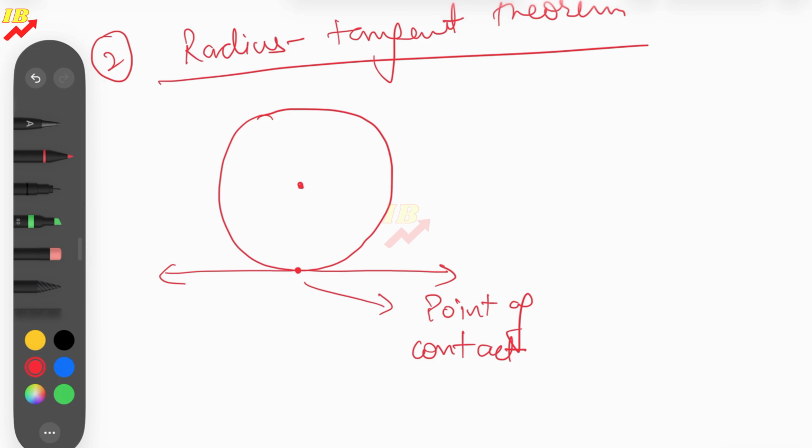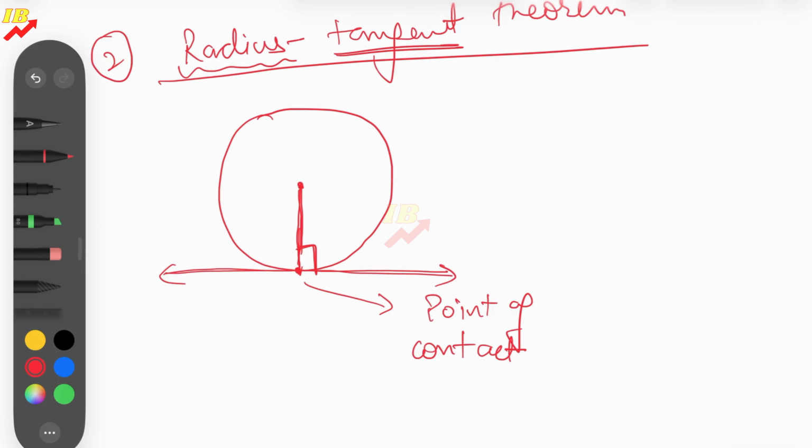When this line is joining this and makes a 90-degree angle to it, this is called the radius and tangent. You just need to remember the words. Radius stands for this thing, this is your radius. And tangent, we are talking about this thing. So they are making a 90-degree angle to each other.